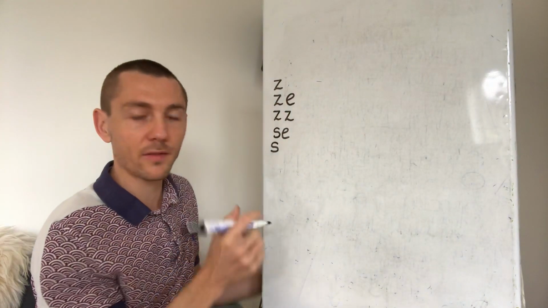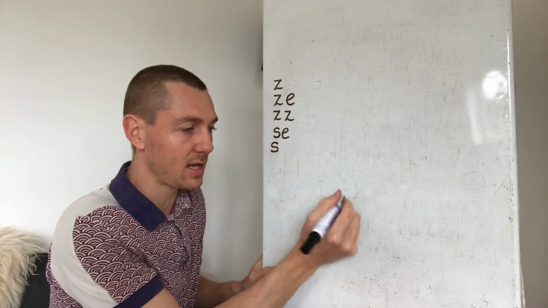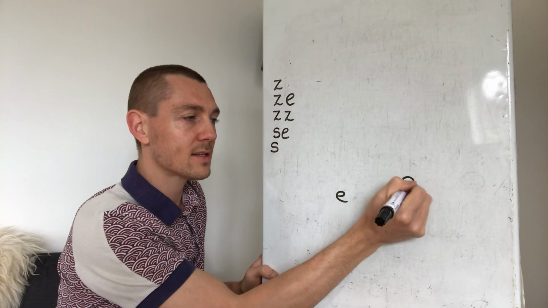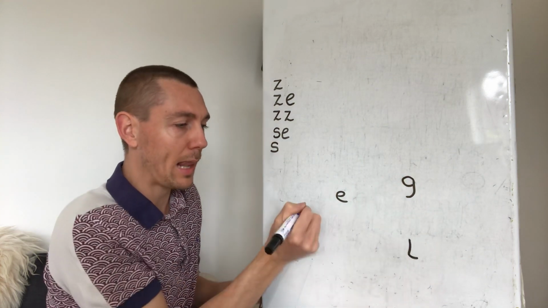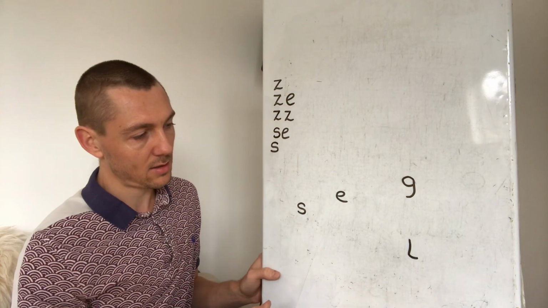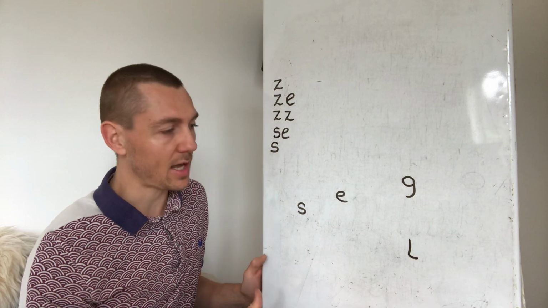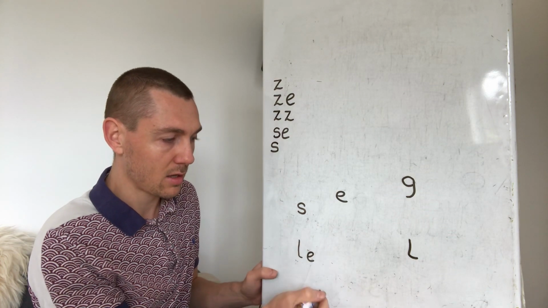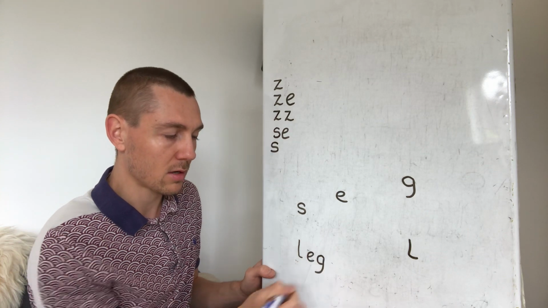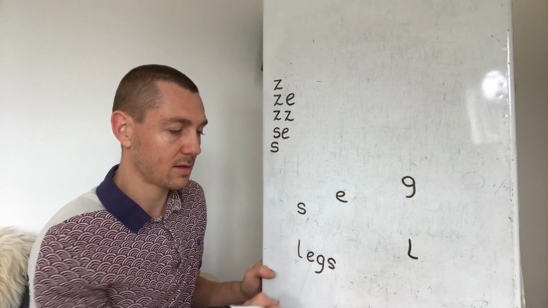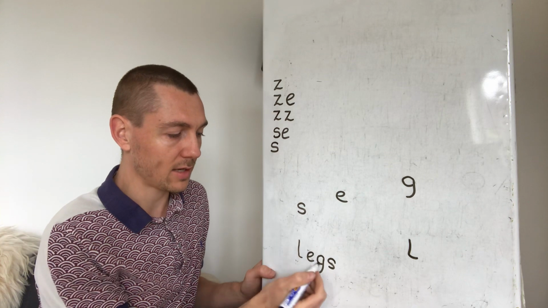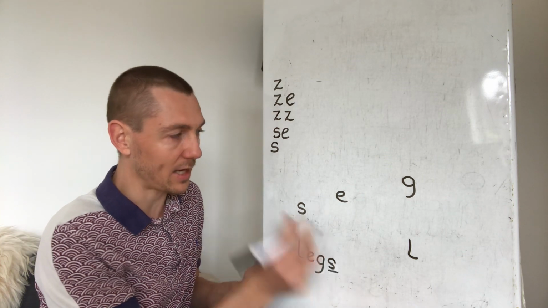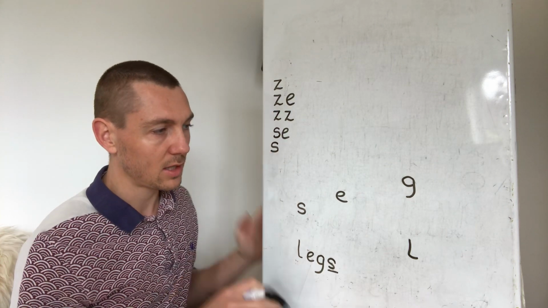Okay, another one from yesterday. Let's see if there's a pattern here. These are the sounds that you need to build the word legs. What is the similarity here? We say l, e, g, z. Legs, with the s spelling again at the end for z.